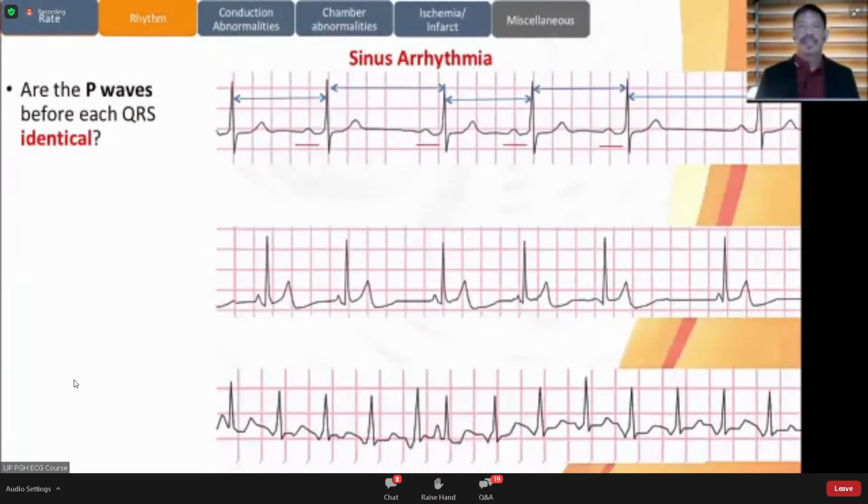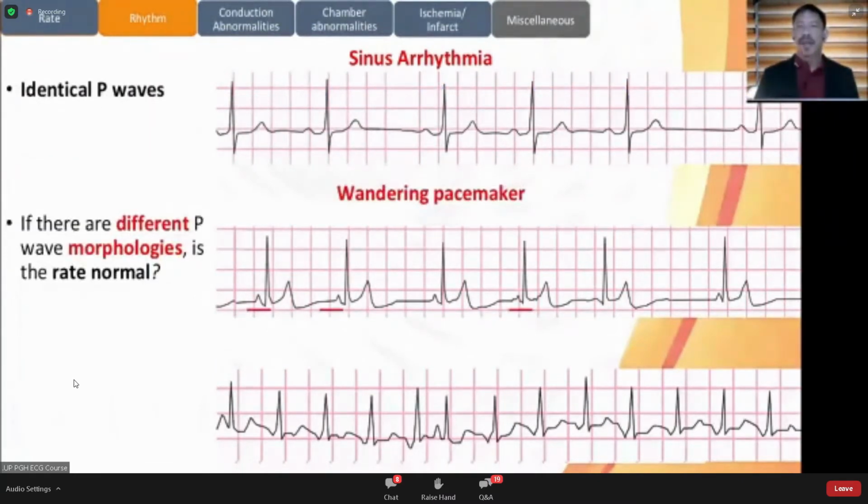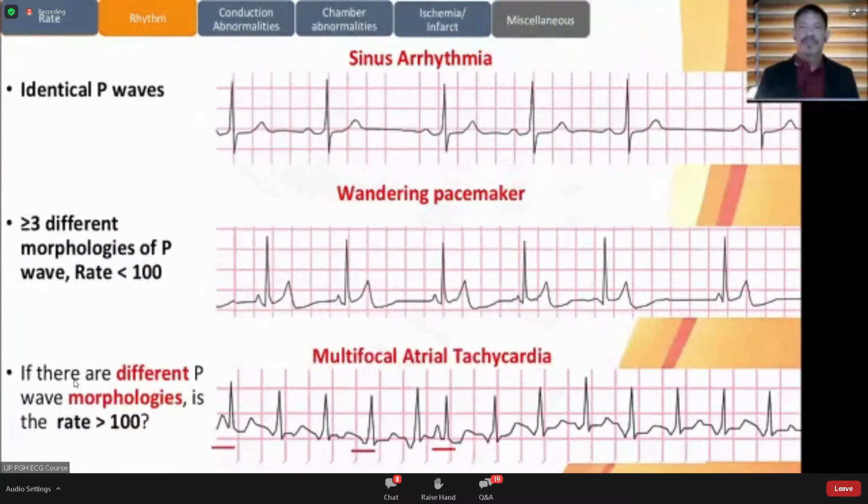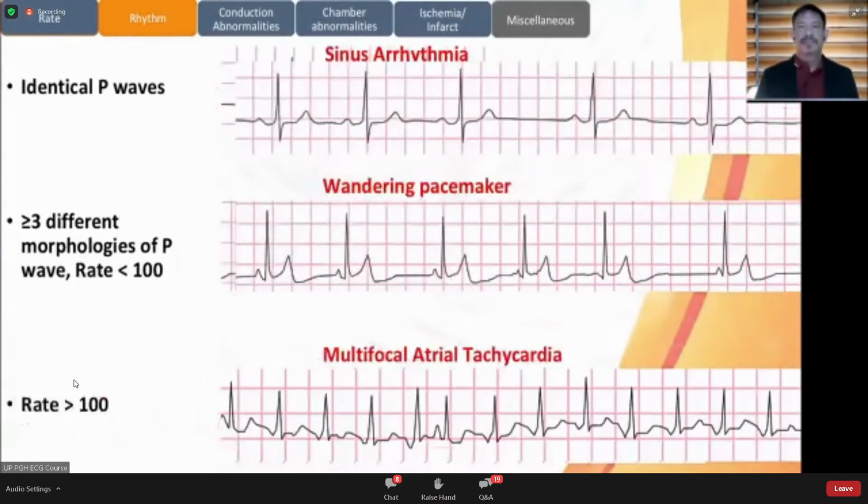If there are identical upright P waves before its QRS complex with varying RR interval, then consider sinus arrhythmia. If the P waves are not identical, with 3 or more morphologies and the heart rate is normal, then think of wandering pacemaker. But if the heart rate is more than 100 beats per minute, then consider multifocal atrial tachycardia. This is the summary of the features of the different irregular rhythms.